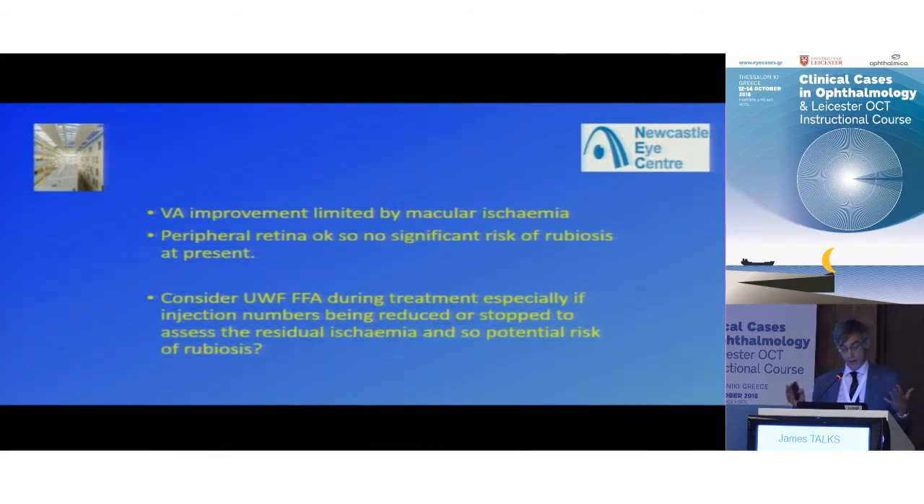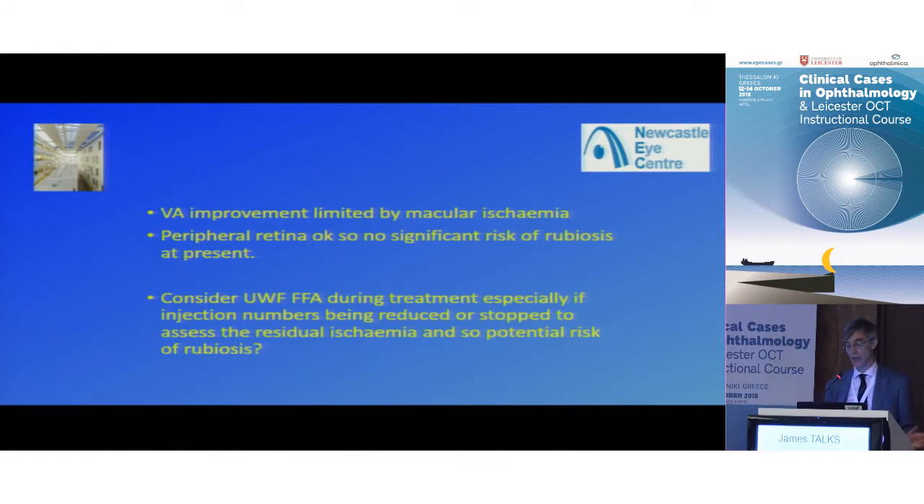So I think the issue is this business of correlating your vision with macular ischemia, peripheral ischemia, and maybe there's a role for ultra-wide field fluorescein, or at least color, or just looking in the eye very carefully. What is the circulation like to decide about additional treatment?